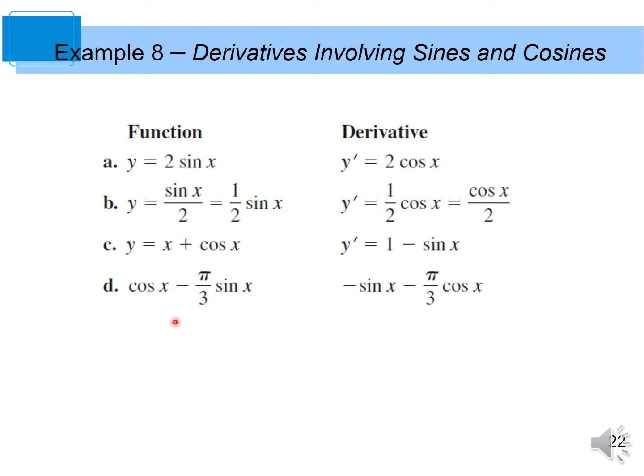Look at part d. We have cos x minus pi over 3 sine x. Look at the main function. The main function is in the sum and difference form, so we use the sum and difference rule, and we can straight away differentiate. We differentiate the cos x, we have negative sine x. And we differentiate negative pi over 3 sine x, we use the constant multiple rule. The constant will remain negative pi over 3, and we differentiate the sine x, so we have cos x.